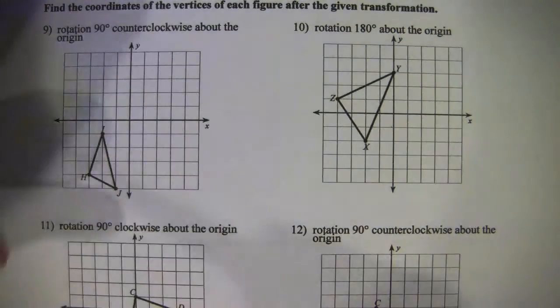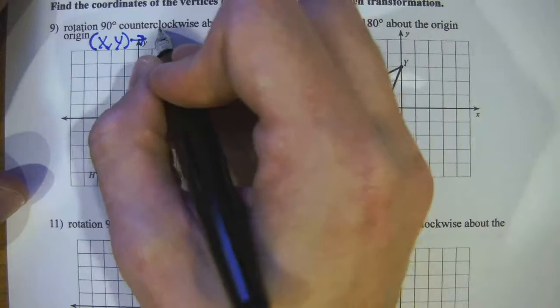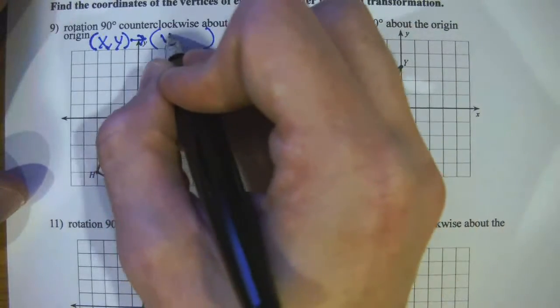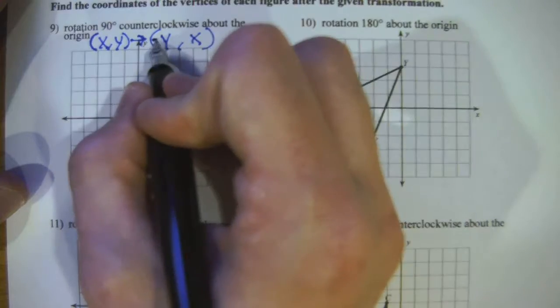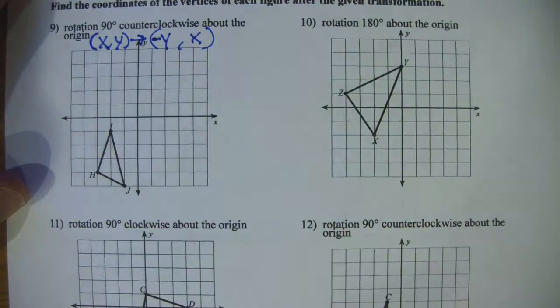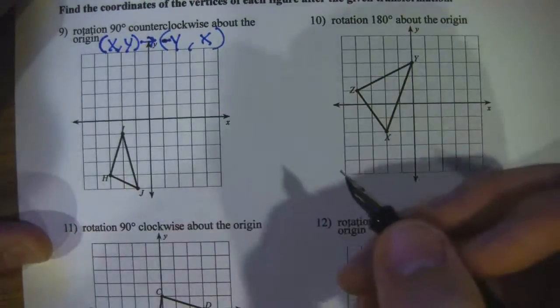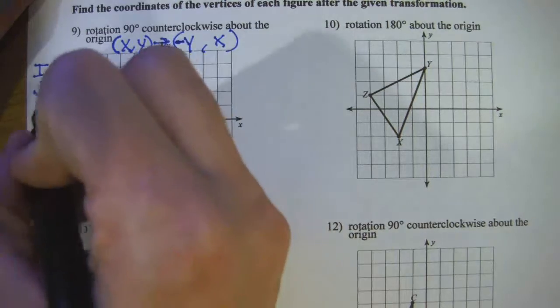So let's get started. 90 degrees counterclockwise. Let's get the coordinate notation written in first. X, Y, and since it's 90 degrees, we're going to flip-flop them. So Y goes first, X goes second. And since it's counterclockwise, it's the left side, so the Y side that's going to be made opposite. All right, let's get all of our coordinates on there. So we've got I, J, and H.